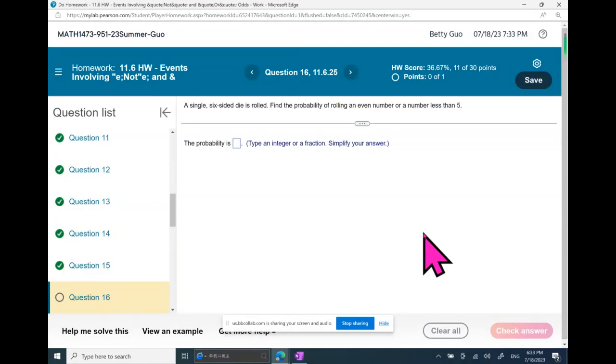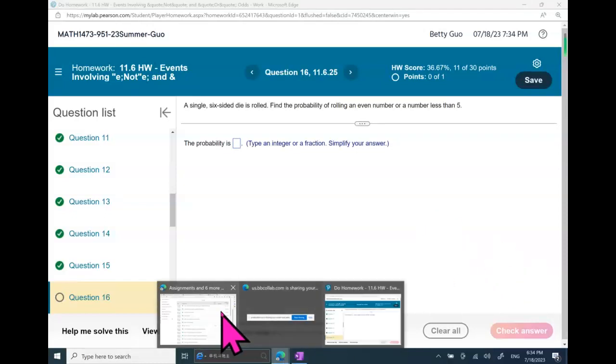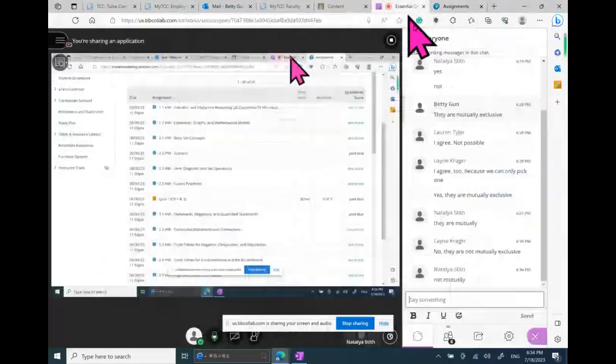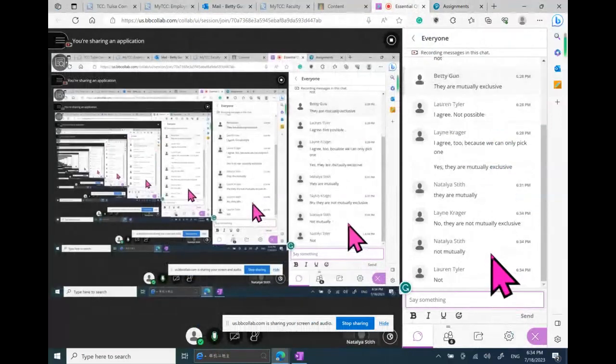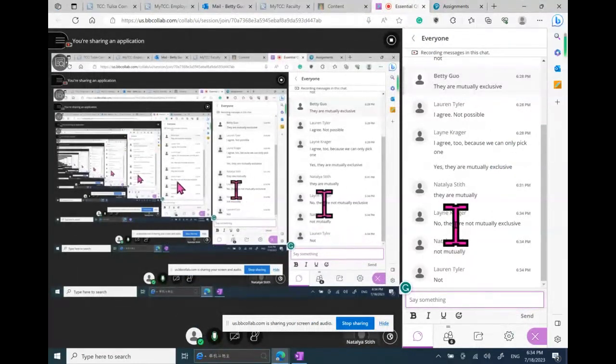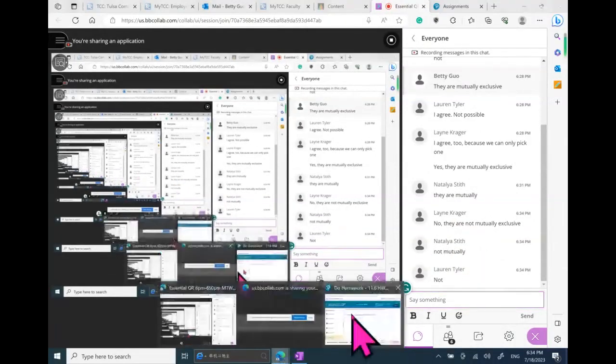The first event, getting an even number. Second event, getting a number less than 5. Are they mutually exclusive or not? You type they are mutually exclusive, or you type they are not mutually exclusive. They are not, exactly. Thank you, Natalia. Thank you, Lynn. They are not. Yeah, Lauren, perfect. They are not.